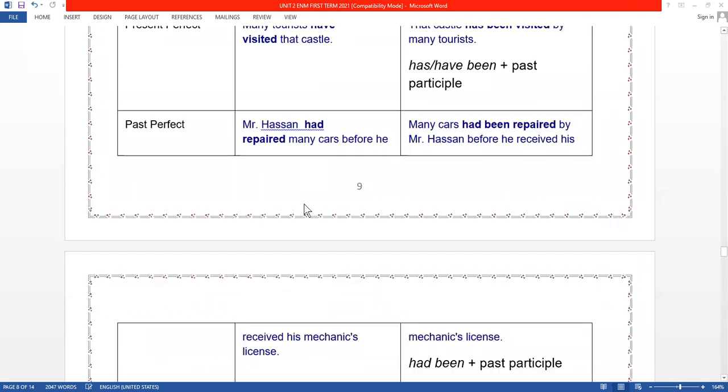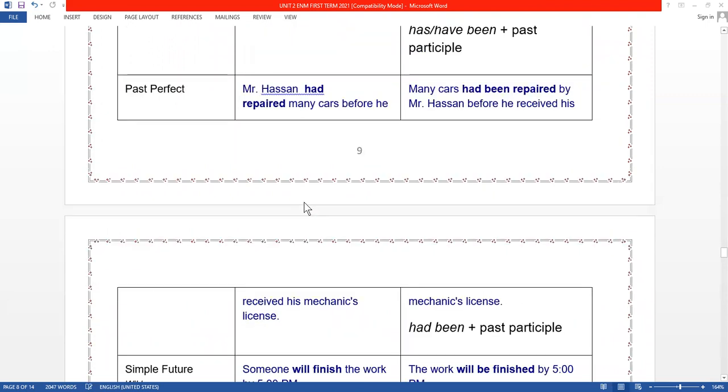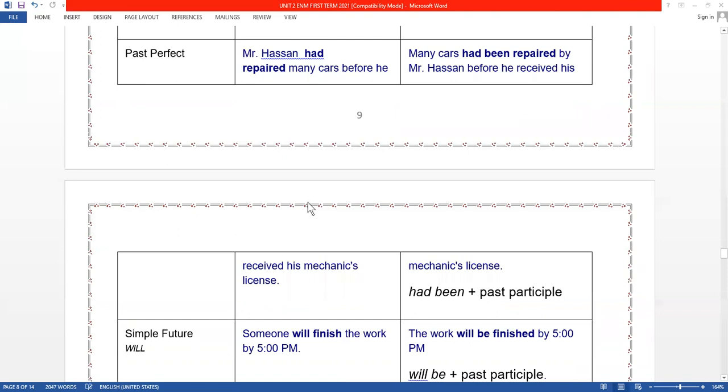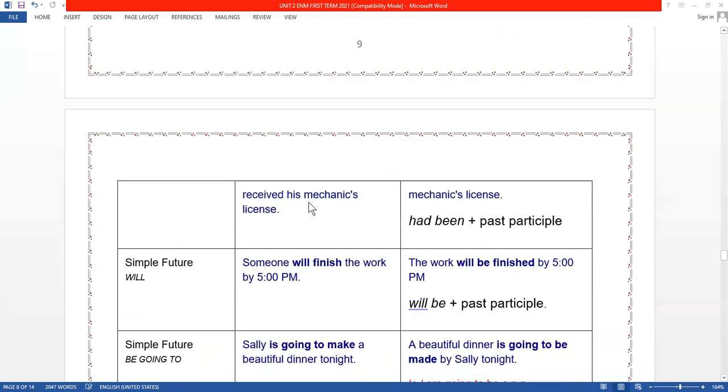Past perfect, Mr. Hassan had repaired many cars before he received his mechanic's license. So when I want to make it passive, many cars had been repaired by Mr. Hassan before he received his mechanic's license. The rule for the past perfect passive is had been plus past participle.